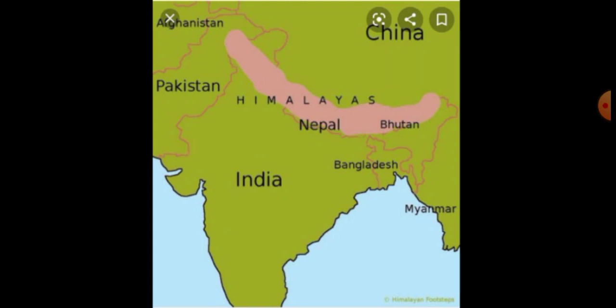Then in the next map you have to do the Himalayas. The rose color marks the Himalayas. Himalayan mountain alone you have to do. From here, Mount Everest, that means the highest peak in the world, is nearby Nepal. After the school reopens, I will give that one. Just you have to do only the Himalayan mountain in this map.